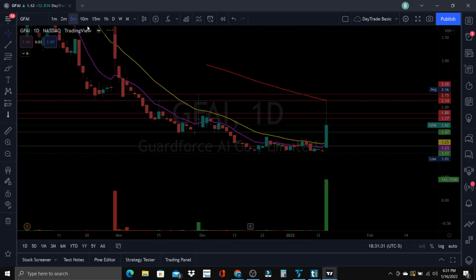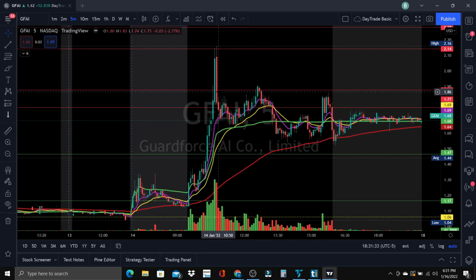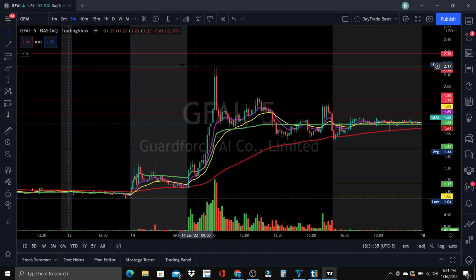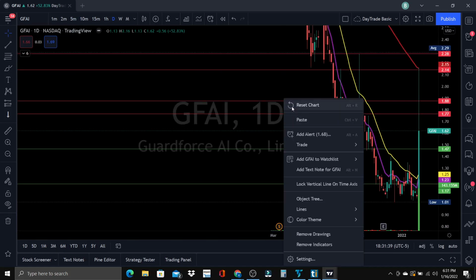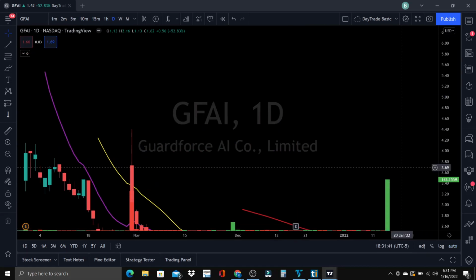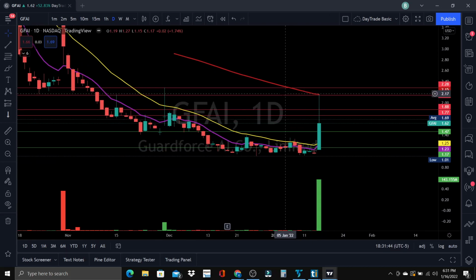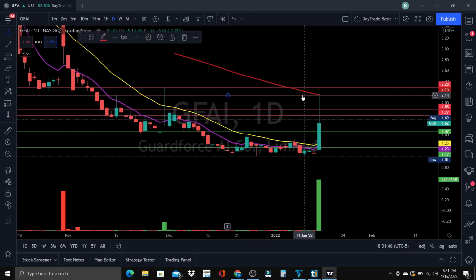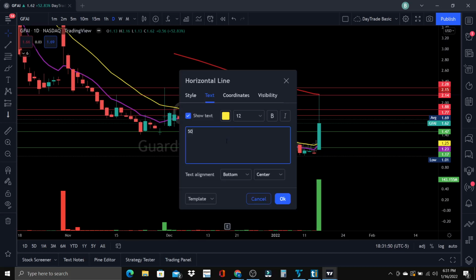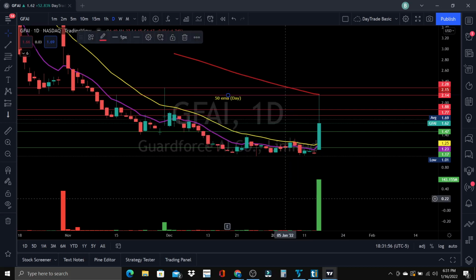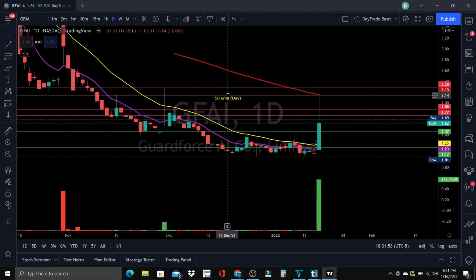I would then put a line there, and I would look at that as a possible support line. So then when I switch over to a smaller time frame, the 5-minute, and reset my chart, we can see this 50 EMA, which is another thing actually. Let me go back to the day chart, and on that red line that we see right here, this 50 EMA, let me click on this line and mark that this is the 50 EMA on the day.